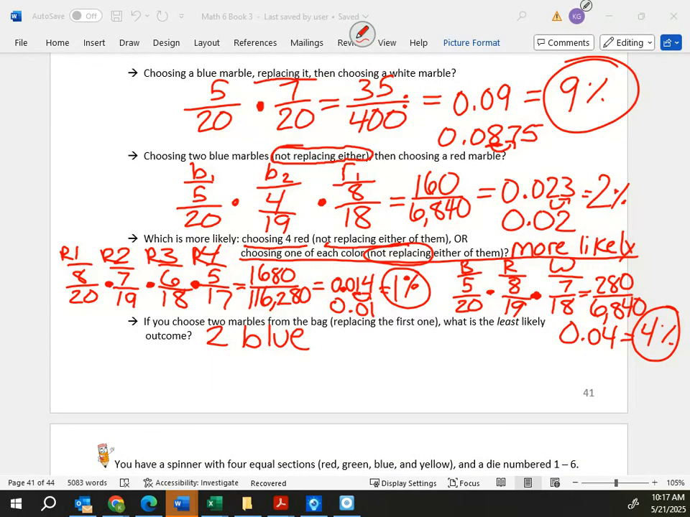Questions on the first page at all? Okay, remember those things that we had to think about, especially circling if our problem says not replacing. Think about what that all changes if you're not replacing it. Sometimes it's just the total number. Sometimes it's also that top number if it's the same thing that we're not replacing. Let's look at today's assignment.